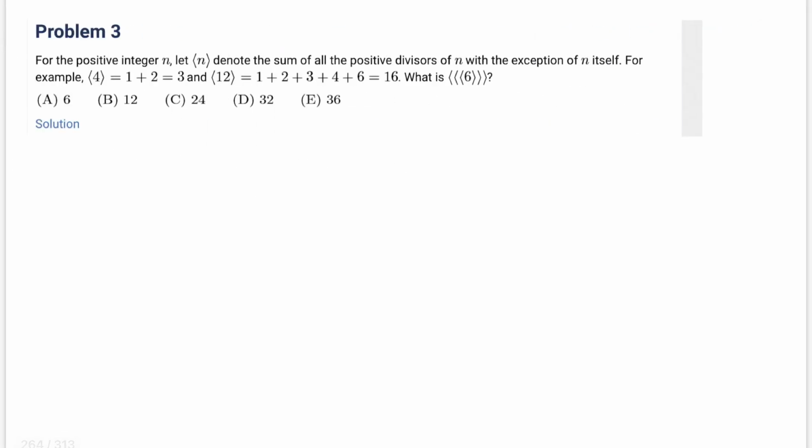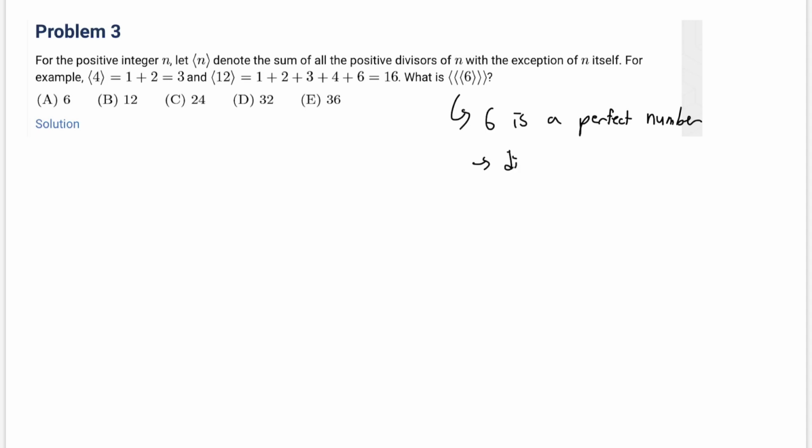Problem 3. For the positive integer n, let bracket n denote the sum of all the positive divisors of n with the exception of n itself. For example, bracket 4 is 1 plus 2 equals 3, and bracket 12 is 1 plus 2 plus 3 plus 4 plus 6 equals 16. What is bracket bracket bracket 6?